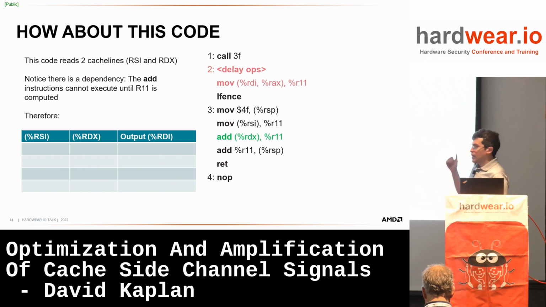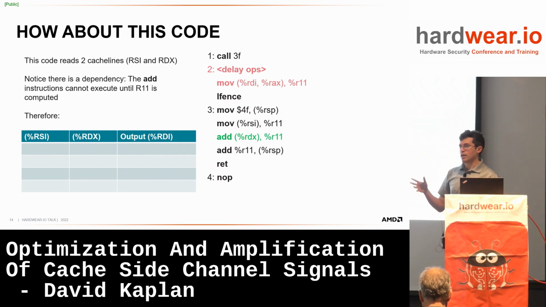So now I'm going to take that same code, I'm going to add one more instruction, which is what's shown in green right here. And this time we've got 2 cache lines. We've got the one in RSI, we've got one in RDX. And notice that there's a dependency here. We are taking the result of the second cache line and adding it to the result we got from the first.